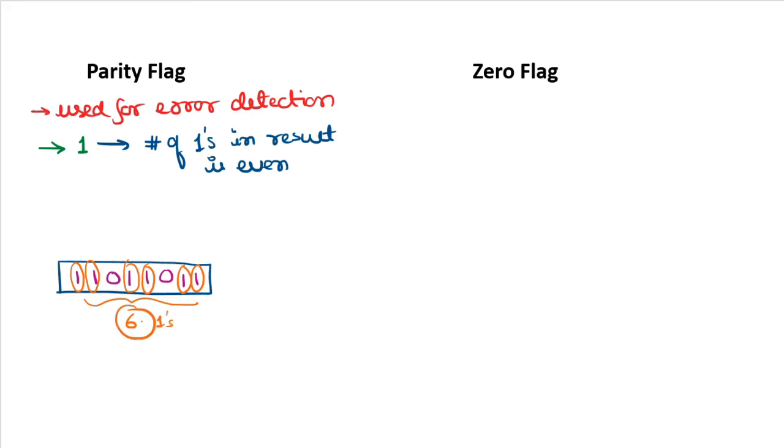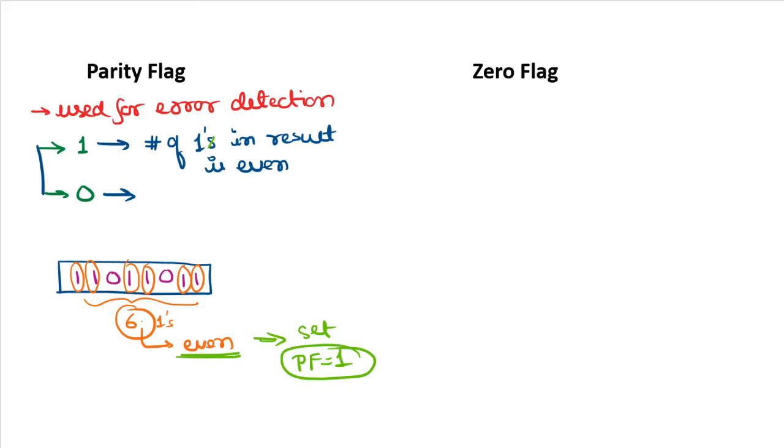There are 6 ones and 6 is even, right? Now in that case what we will do is we will set parity flag as 1, which basically says the number of ones in result is even. Now it is quite obvious, but when do we set parity flag as 0? It is set as 0 when number of ones in result is odd.